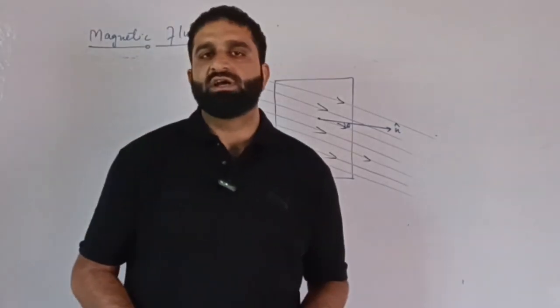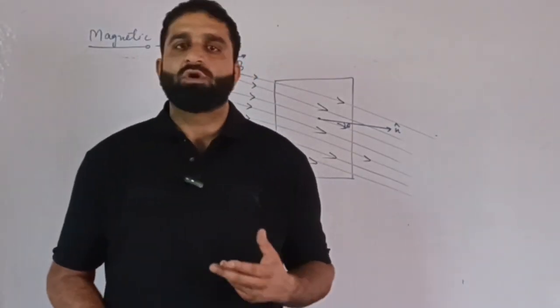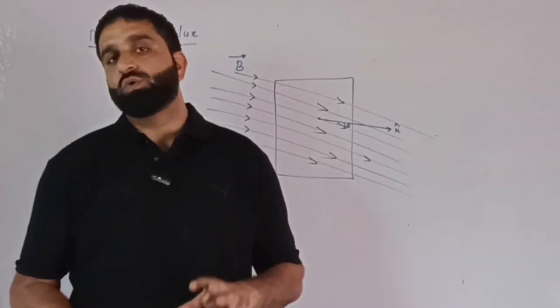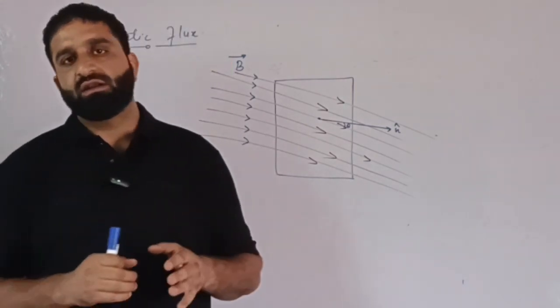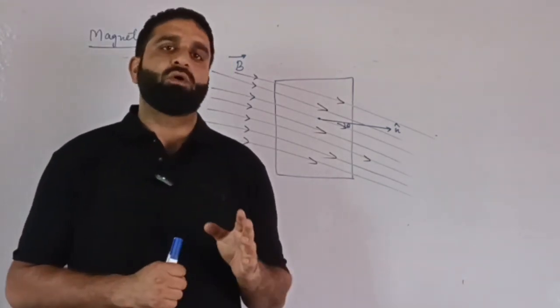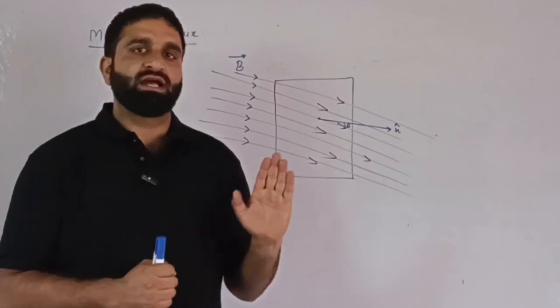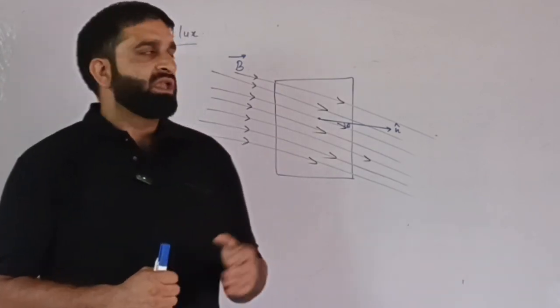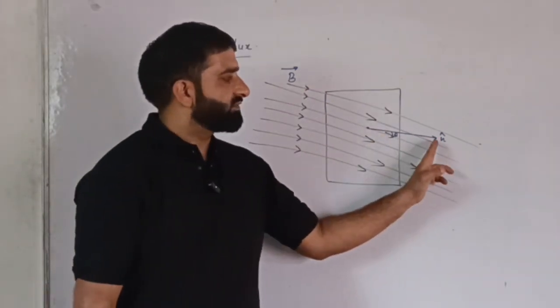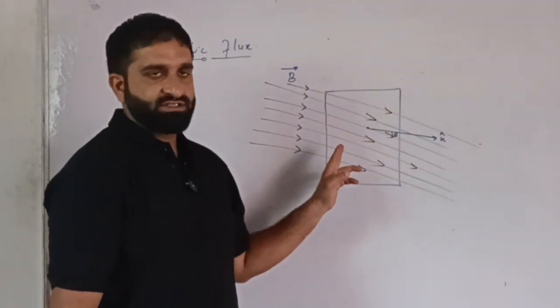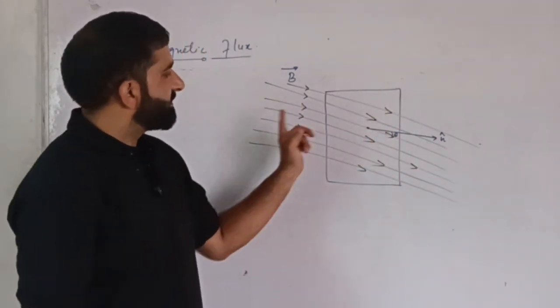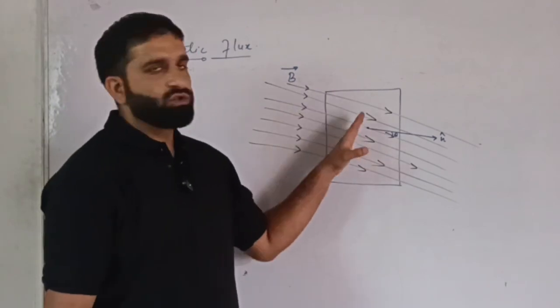As we are aware about the electric flux, that is the number of electric field lines that are passing through an area. Here we have the magnetic flux. So the magnetic flux is defined as the number of magnetic field lines that are passing through the area. Here we have this surface and we have the area vector of the surface that is normal to this surface, and these are the magnetic lines of force that are passing through this area.